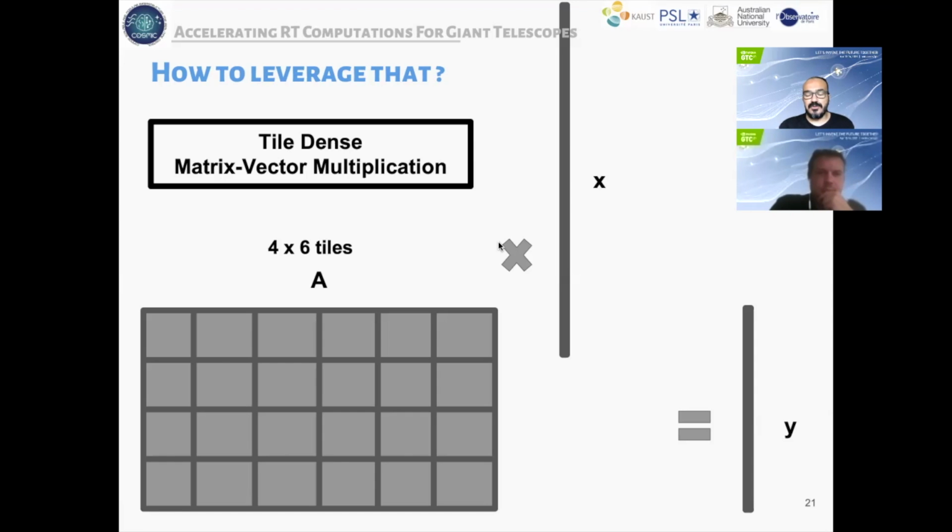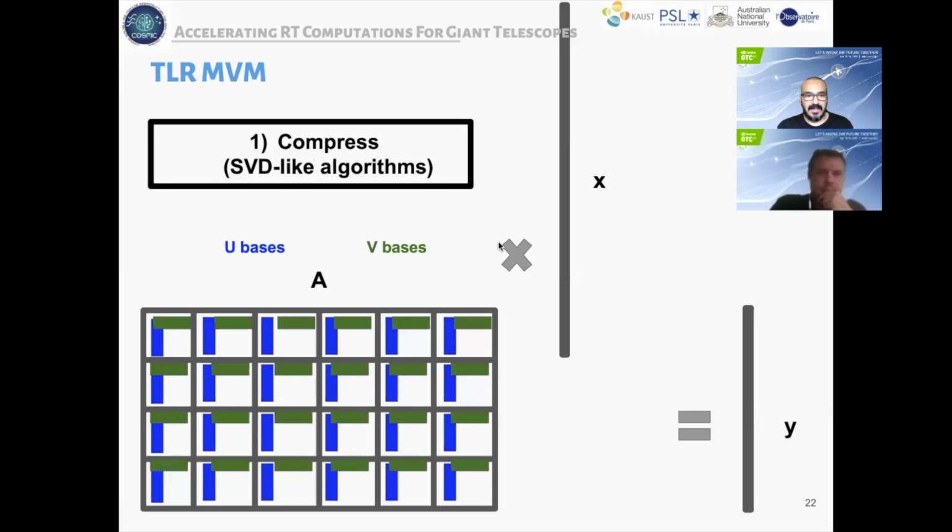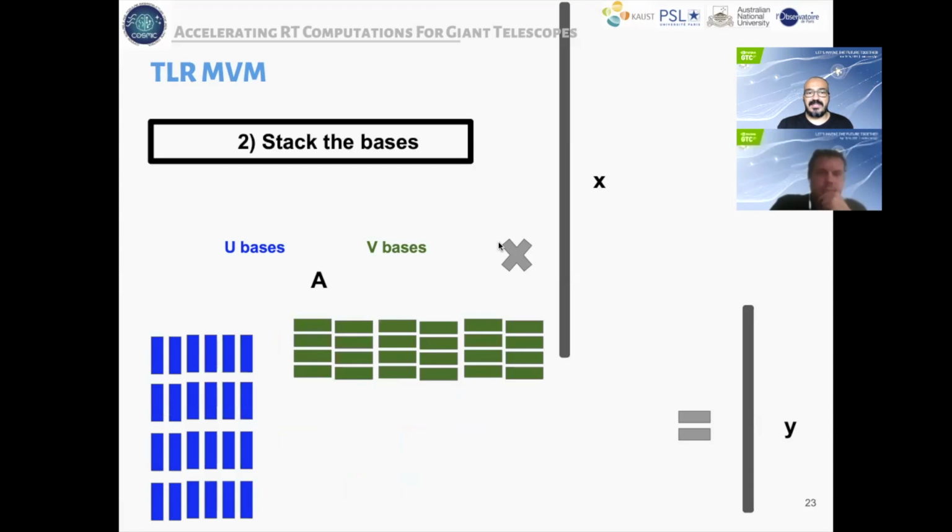And to do that, we use a tile low rank approximation. We're going to approximate each of those tiles to a certain level. And once we do that first phase of compression, we then have this structure that needs to be exploited. And the way we do this matrix vector multiplication, we look at those U and V bases that are generated from compressing each of those tiles. And the first thing we do after we compress that matrix is we stack the bases.